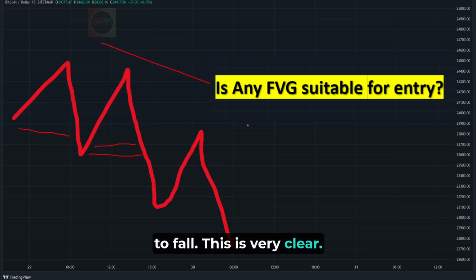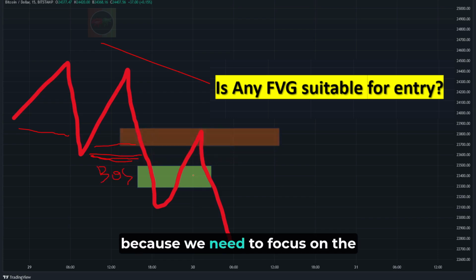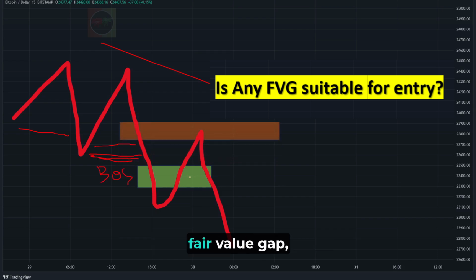This is very clear. But in this case, I have a positive fair value gap. Is it valid for entry? I mean, should I rely on it? No, because look with me, I have a bearish market. First, we need to focus on the fact that in the negative fair value gap, the market was going to fill this fair value gap, then it continues to decline.